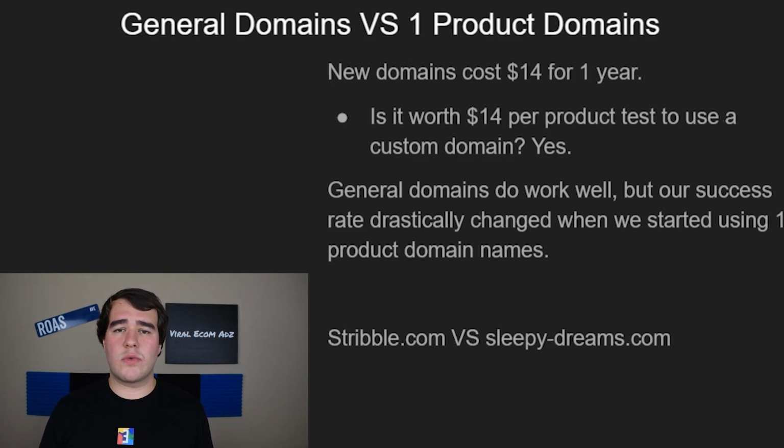So for a general domain on a one product store, it's going to be something kind of general. Like on the screen here, you can see an example, stribble.com. It can literally be for any product. It's not tied to any specific niche. It's literally just a general domain that you can tie to any product as you please. So that would be considered your general domain.